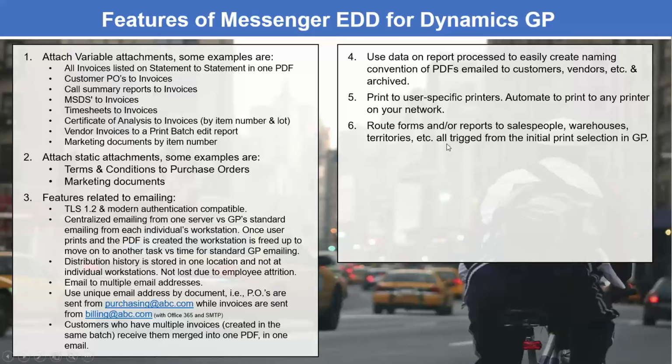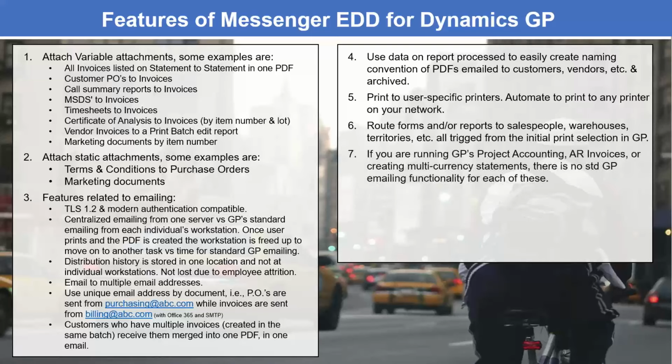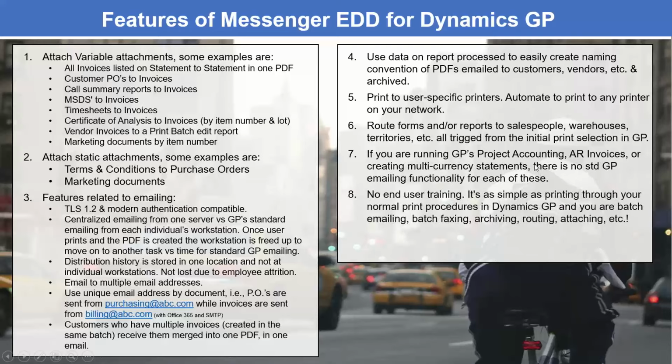Routing to salespeople, warehouses, territories, and remember, it's all triggered by going through the standard print selection in Dynamics GP or whatever you're using Messenger with. It works with GP project accounting invoices, AR invoices, multi-currency statements, and we're just dealing with print stream, so it really works with any report. There's no end-user training. Everything that we've covered here today is all part of the initial setup. The end user just prints with the print driver through the existing print procedure, and they update email addresses in their ERP package when they need to. And Messenger requires the use of the customer's existing reports.